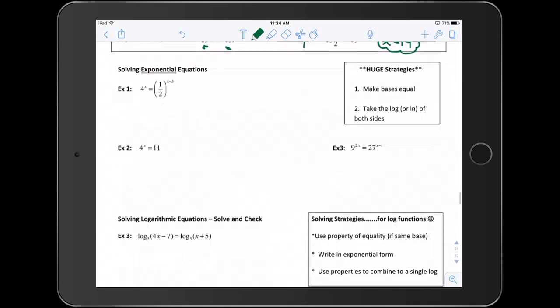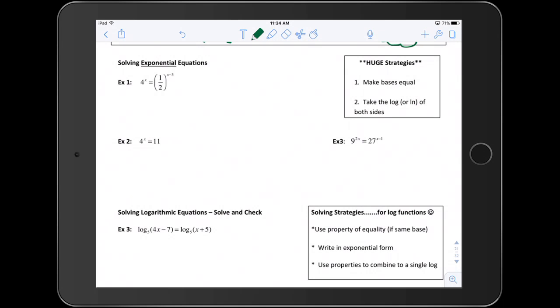But you'll see it's going to prove very, very helpful down here. So we have two huge strategies for solving exponentials. Notice these are exponentials, these are logarithms. So I'm going to show you some strategies for solving exponential equations. Now, the first one is, of course, make the bases equal. So we can use the properties like what we talked about up above, or take the log or natural log of both sides if you can't make the bases equal. So we do first want to make the bases equal if possible. So example 1 says 4 to the x equals 1/2 raised to the x minus 3.